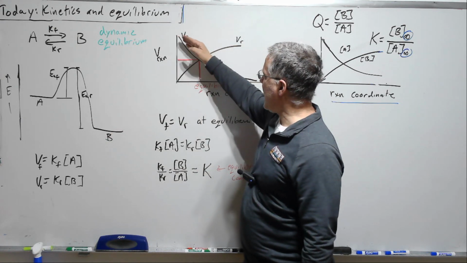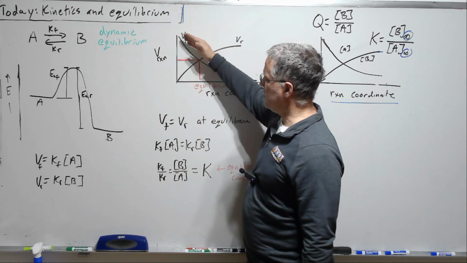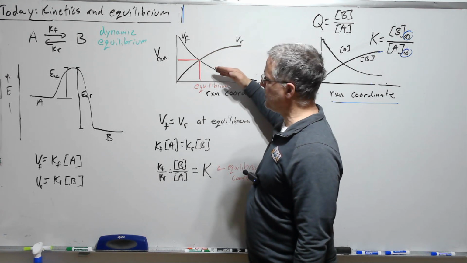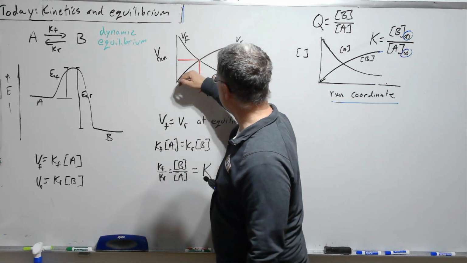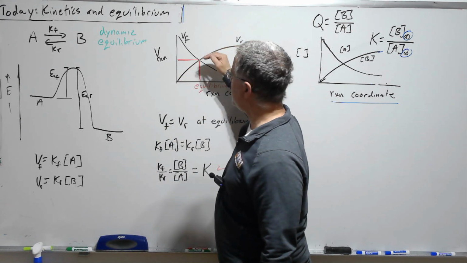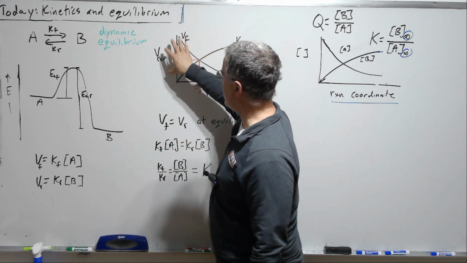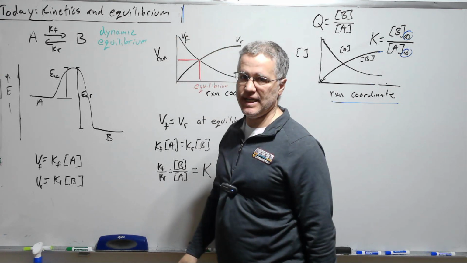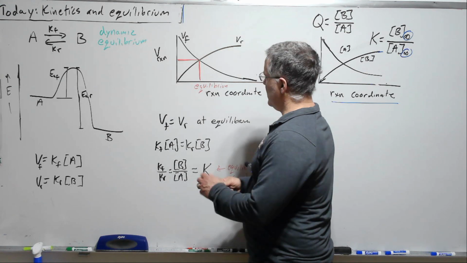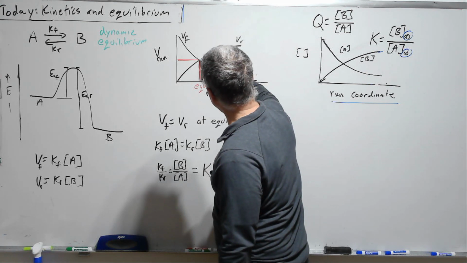Then as A reacts to form B, the forward direction velocity is going to drop. But now we're starting to have B around, so the reverse direction reaction is going to start to speed up. So if we look at the velocities of the reaction, the forward direction is slowing down, the backwards direction is speeding up. Now, what happens when they meet?